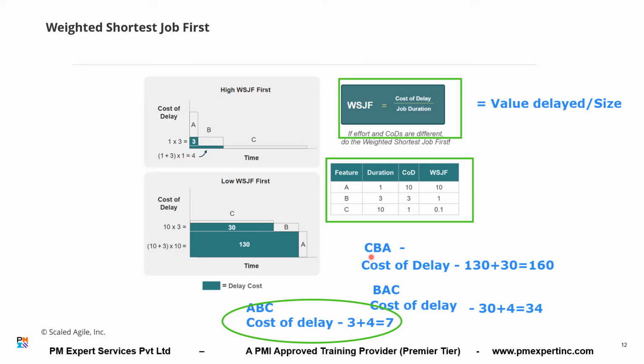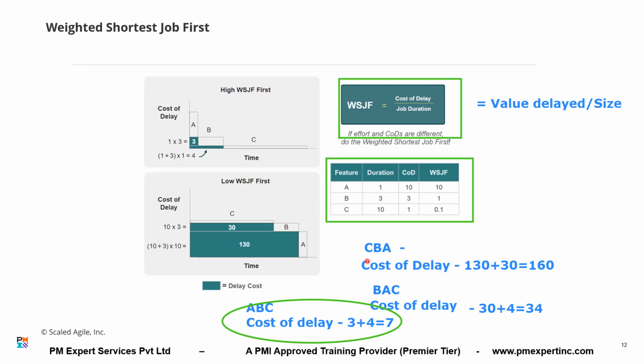If I start C first, then I start B. Now, tell me, what is the duration of C? C duration is 10 days. Does it mean that I have delayed B by 10 days? Yes. What is the value delayed per day for B? Three. So for 10 days delay, what is the value for B? 30, correct. 10 into 3.